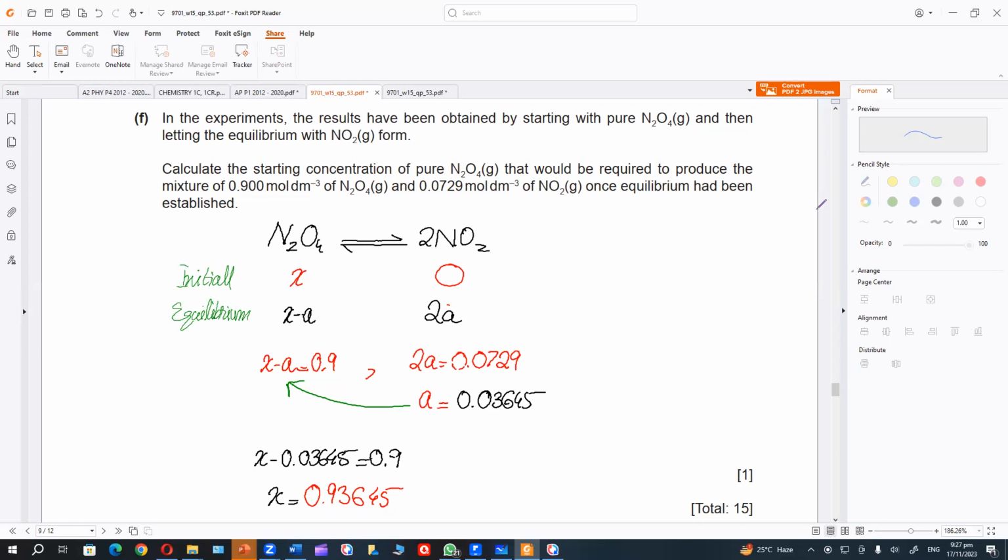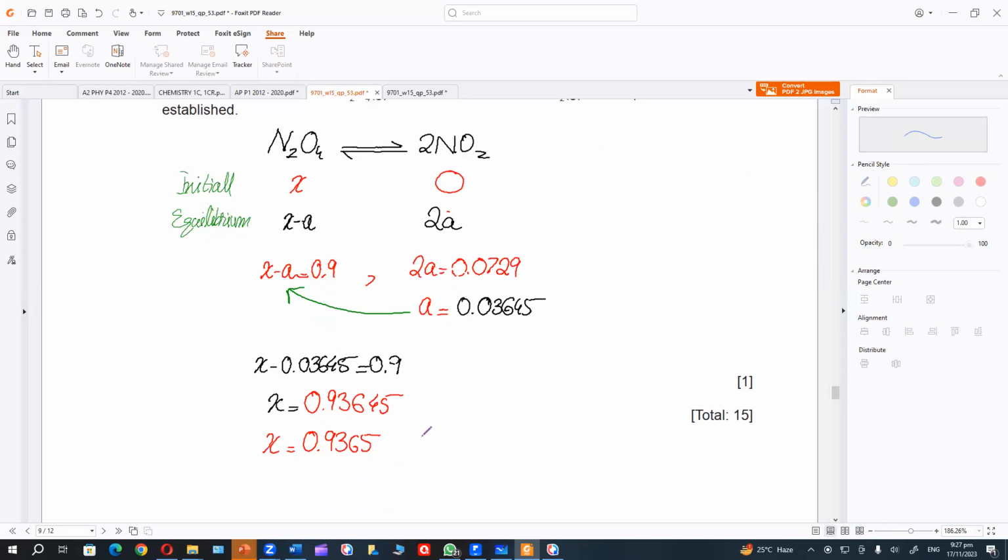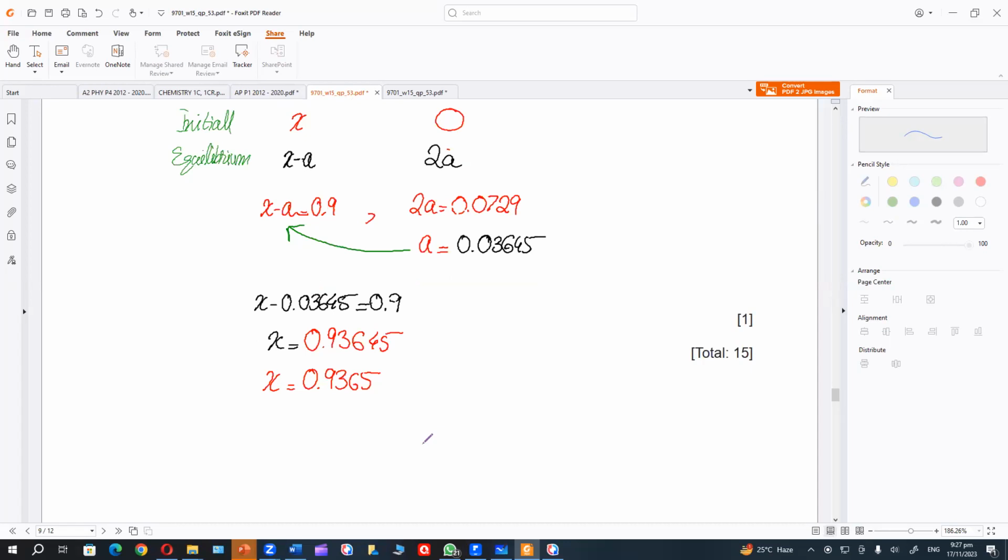I've copied. So this paper is completed and the final answer is 0.9365.